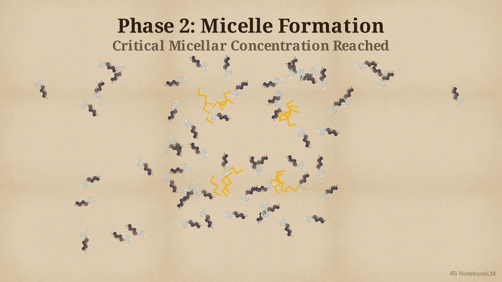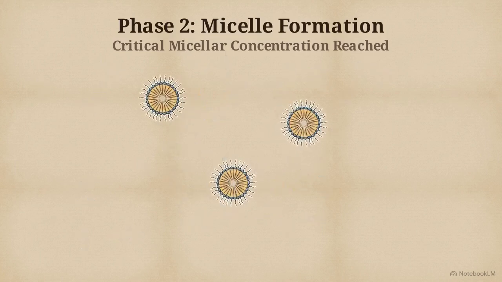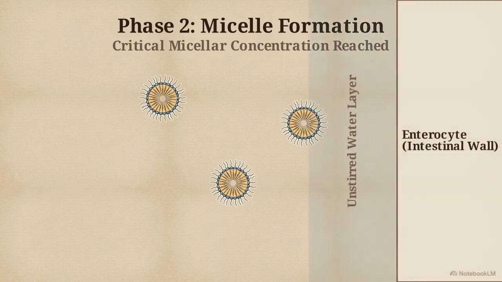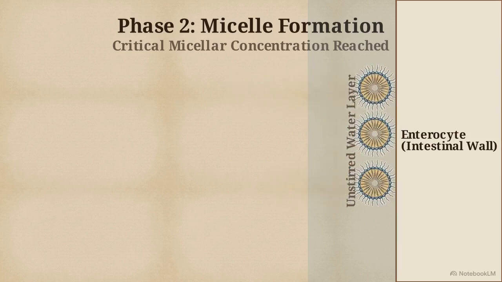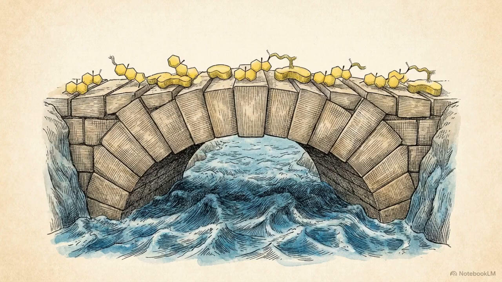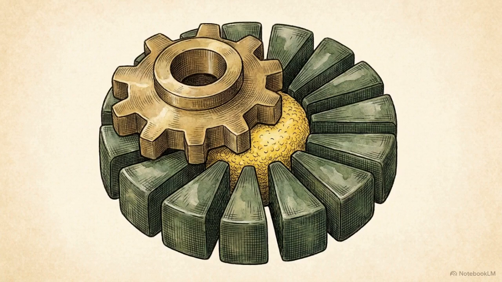This brings us to the second phase, micelle formation. When luminal bile salts reach the critical micellar concentration, they spontaneously aggregate, forming highly stable spheres that safely transport the lipids through the unstirred water layer. Bile acts as a vital biophysical bridge, temporarily altering the physical state of lipids so that water-soluble enzymes can access and process hydrophobic fuel within the aqueous intestinal fluid.